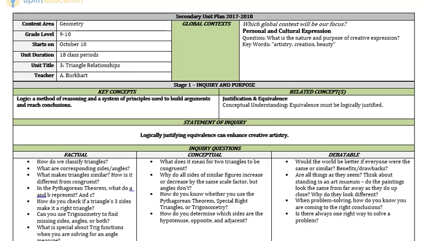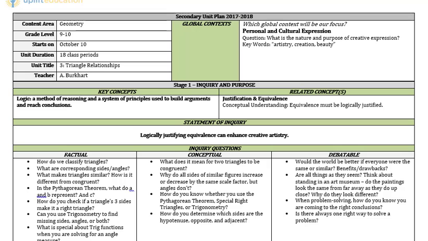I chose that primarily because triangle congruence is a big thing in this unit, and we need to use logic to explain why two triangles are congruent, or why they're not, or why two triangles are similar and why they're not. The related concepts are justification and equivalence, kind of going along with what I just said about similar triangles, congruent triangles, justifying why the hypotenuse is the hypotenuse, etc.